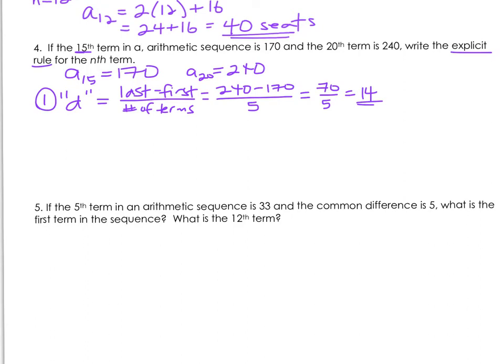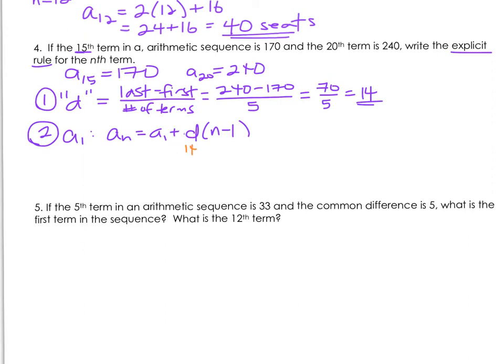Then we need to figure out a sub 1. And to figure out a sub 1, we're going to have to use the explicit formula. I'm going to start with a sub n equals a sub 1 plus d times n minus 1. I'm going to change my d, that looks goofy. Let's fix that. There we go. Well, it's not a lot better, but we'll take it. All right, so what we know, d is 14. I'm going to plug that in.